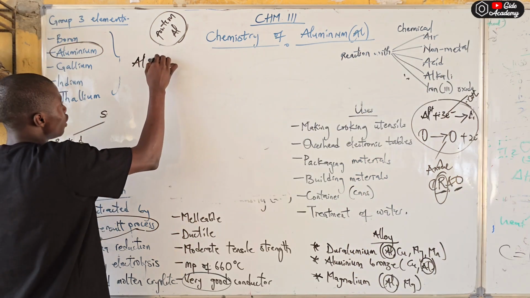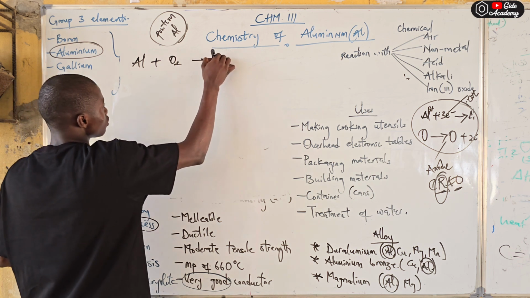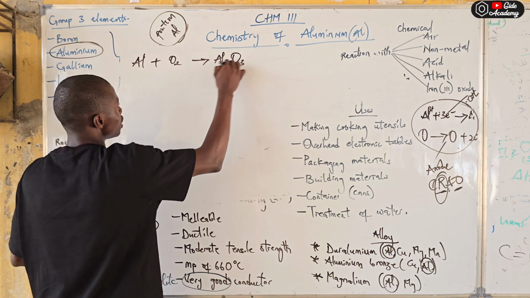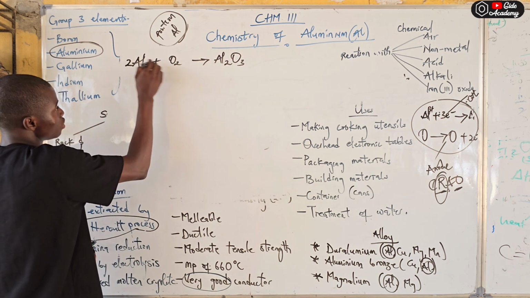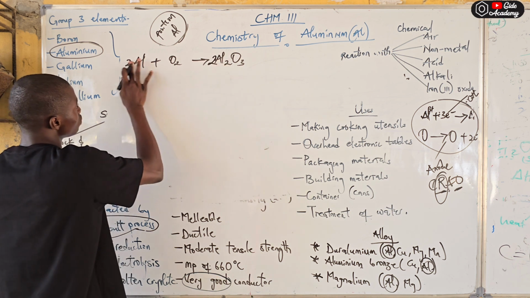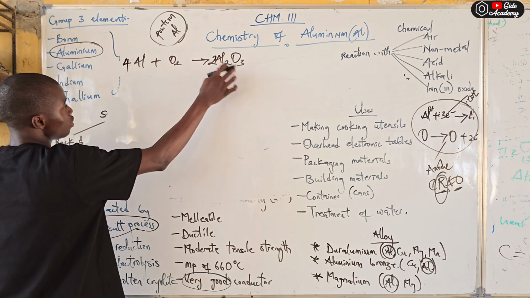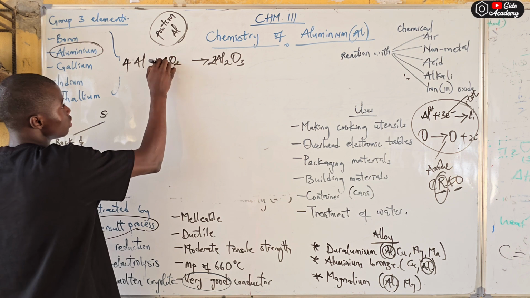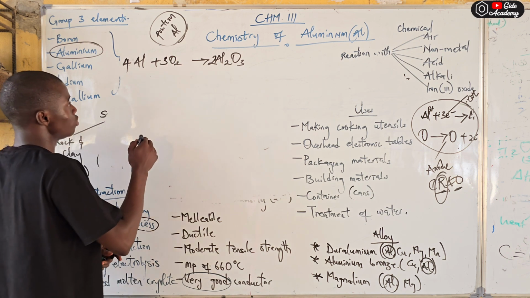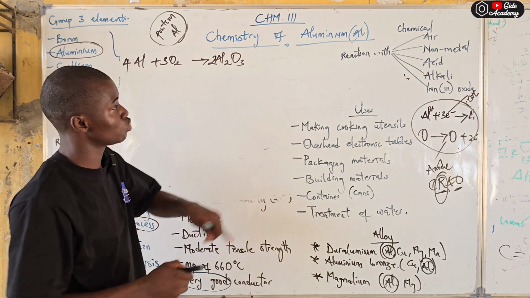When aluminium reacts with oxygen, it's going to give us aluminium oxide. So let's try and balance this equation. Here will be 2. Let's say here is 2. Here should be 4. And here should be 3. So it's going to give us aluminium oxide. So that's for the reaction with air.